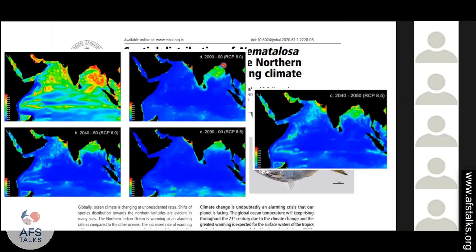And the result indicates a higher influence of current. The most influencing variables we got here are current vector and the mean temperature. And the northward shift of the distribution range is observed in both future scenarios as compared to the predicted current distribution. This is the current distribution and this is the future shift. Sorry, I made a mistake, figure C is here, then A, B, C, D, and E. Sorry. Okay.